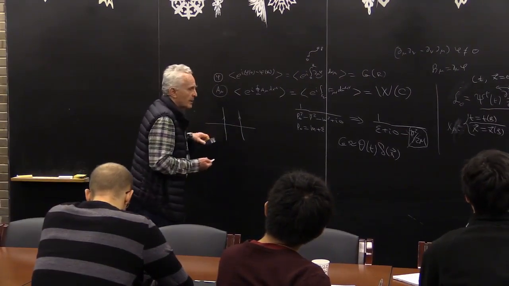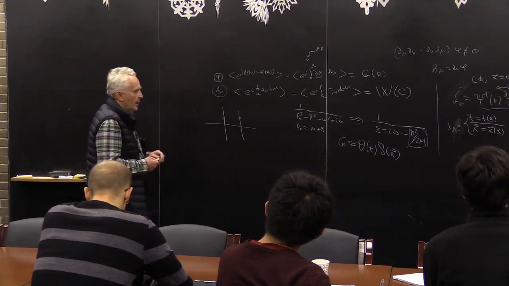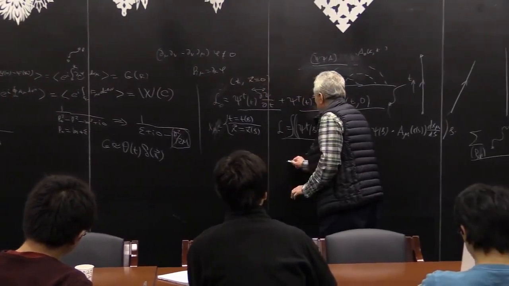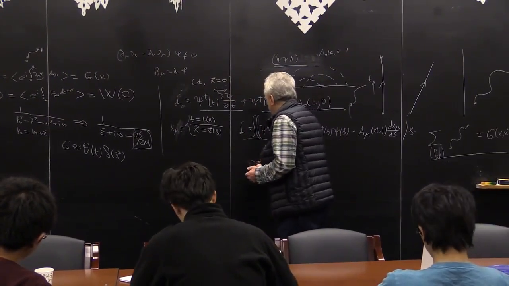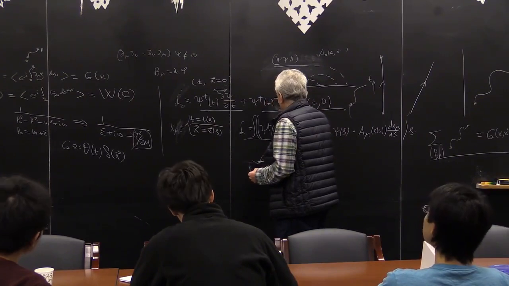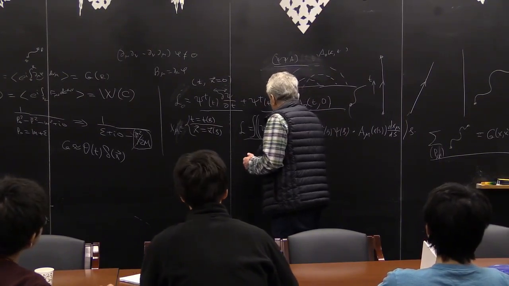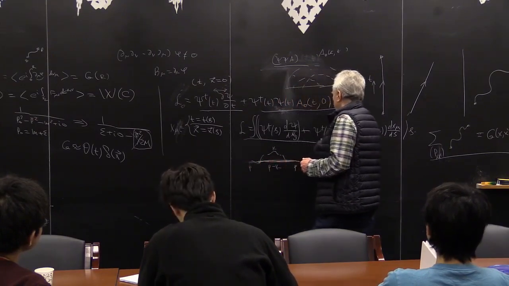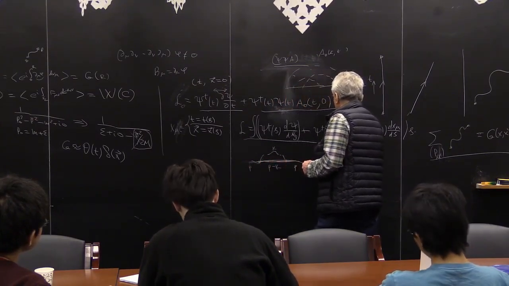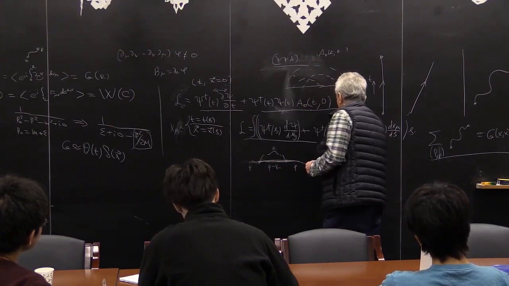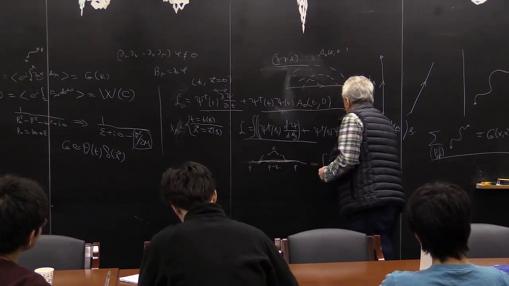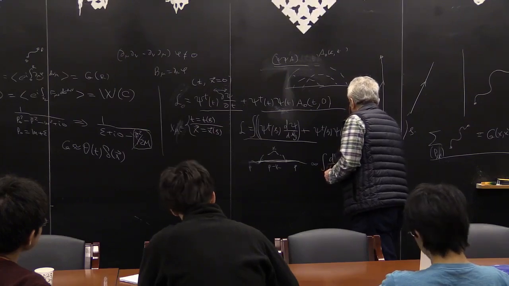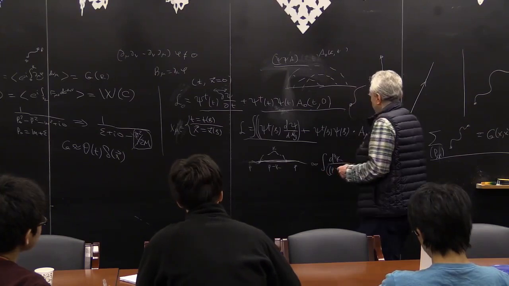Now, yes? What I mean is best described in the case of a particle at rest. We have p minus k, k, p, and this is the integral d4k, over p minus k square minus m square, times 1 over k square, and so on.